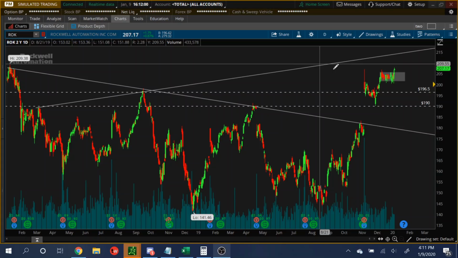So I hope this helped you guys realize what some good swing setups are, what to be looking for, what kind of companies to be looking for. And yeah, that's going to be it.